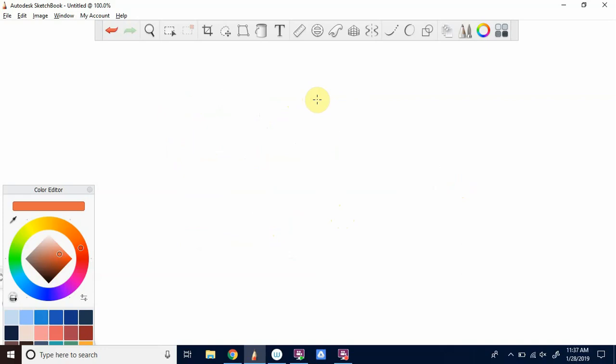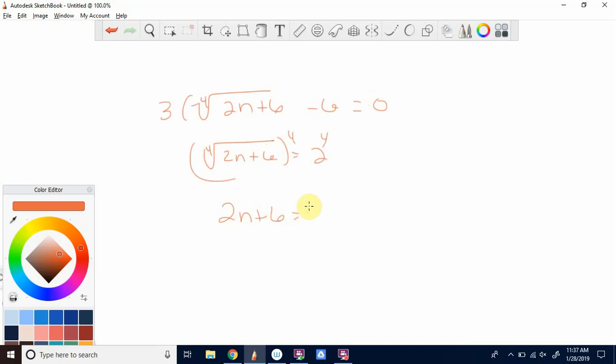Let's look at the next one, example 3. It gives you multiple choice and asks what is the solution. So the 4th root of 2n plus 6, minus 6 equals 0. Again, I'm going to move the 6 over, divide by 3, and I'm going to get the 4th root of 2n plus 6 equals 2. I'm going to raise this to the 4th power, which gives me 2n plus 6 equals 16. Minus 6, divided by 2. When I solve, I get n equals 5.